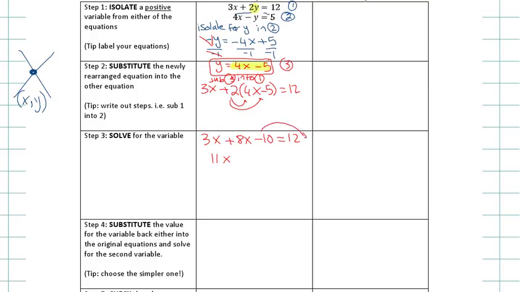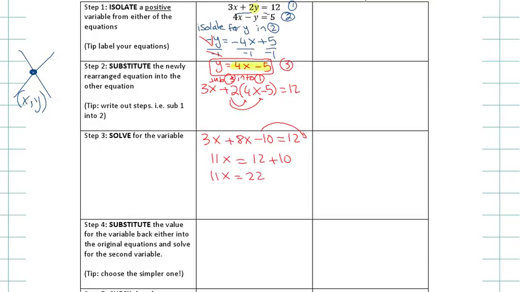Now why do I bring it over? I don't know the value of x, I'm still looking for it, but I bring that 10 over because I want the like terms to be on the same side. These are two numbers, so I can have them together and add them. 11x is equal to 22.